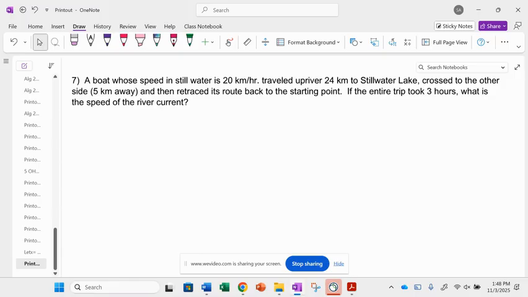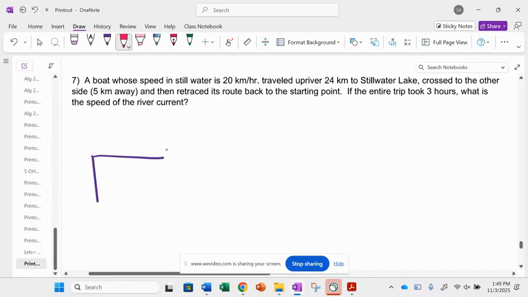All right, so number 7 reads, a boat whose speed in still water is 20 kilometers per hour traveled upriver 24 kilometers to Stillwater Lake, crossed to the other side 5 kilometers away, and then retraced its route back to the starting point. Okay, so what's happening here? We went upriver and then we went across. But then once they got to their destination, they traced their steps back. So then they went across, and then instead of up, they went down.